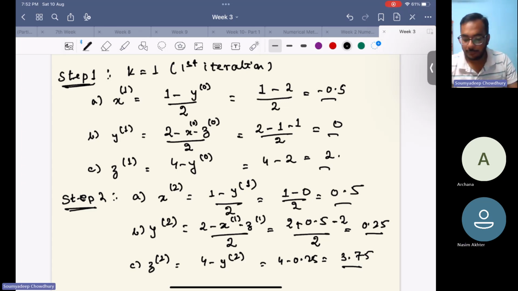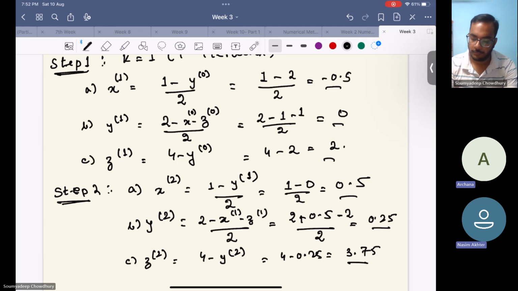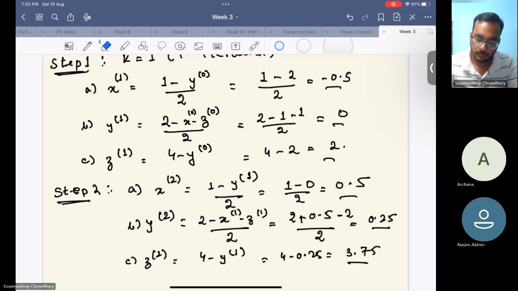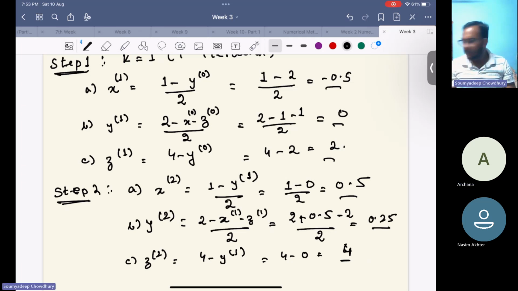Now you have to continue these steps. I couldn't understand the formula for the second iteration of z. It should be 4 minus y of 1. Yes, correct. Sorry, I wrote this one wrong. It is 4 minus y of 1.